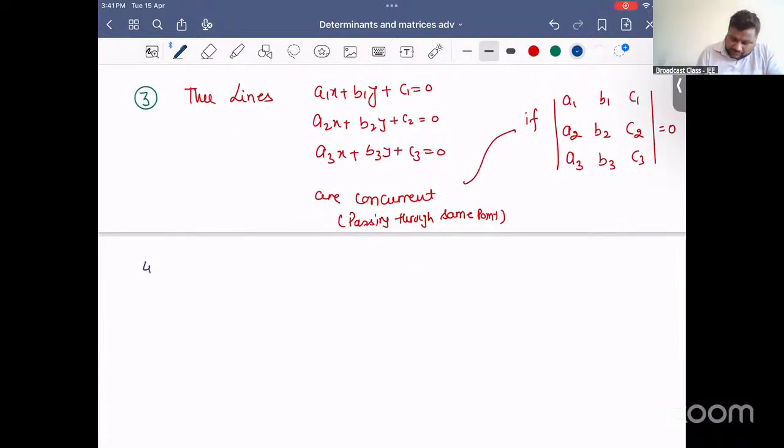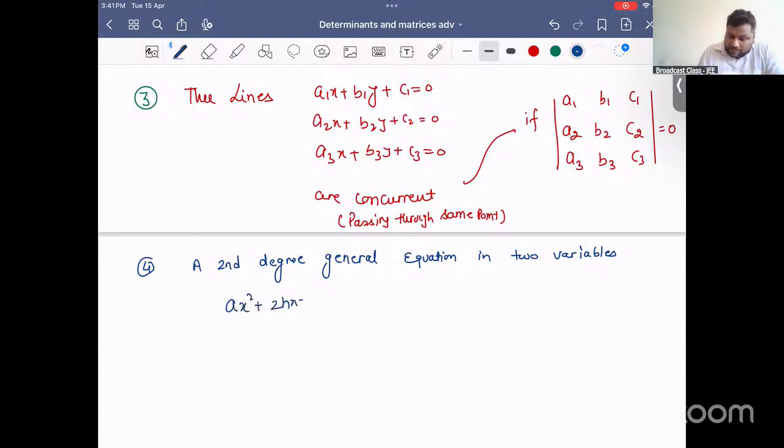Now, fourth point. A second degree general equation in two variables, that is ax square plus 2hxy plus by square plus 2gx plus 2fy plus c equals to 0.